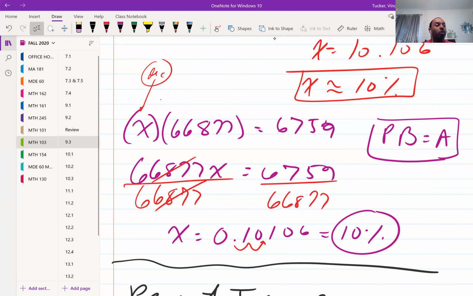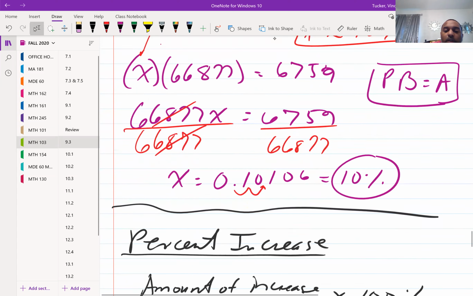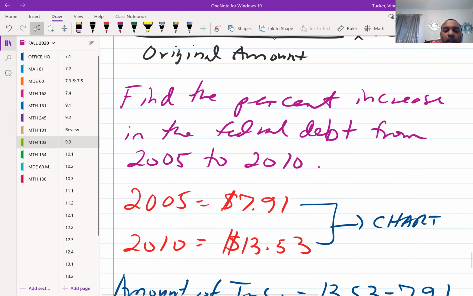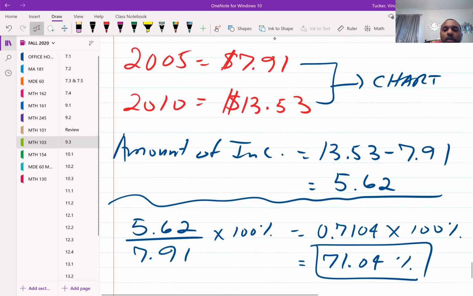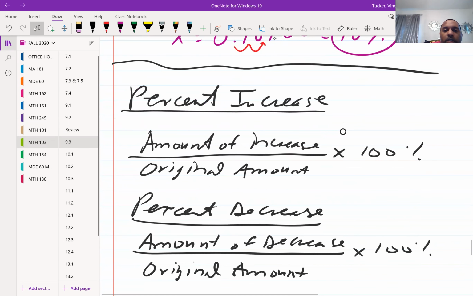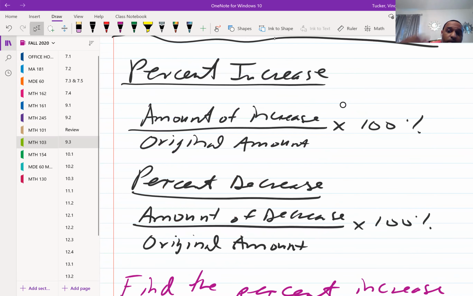All right. Questions? Any questions? I think percent increase is the last thing. Yep, it is. All right, so last thing out of this section. Percent increase, percent decrease. You find them the same way.